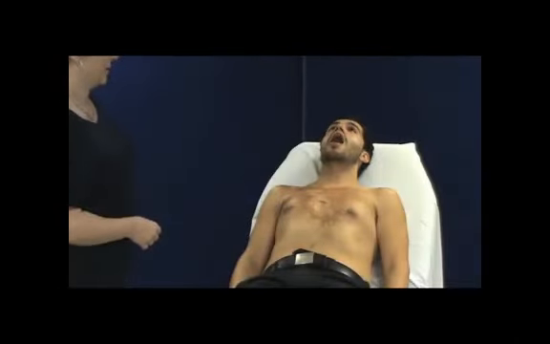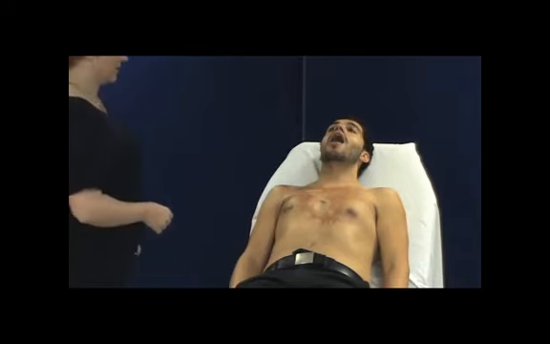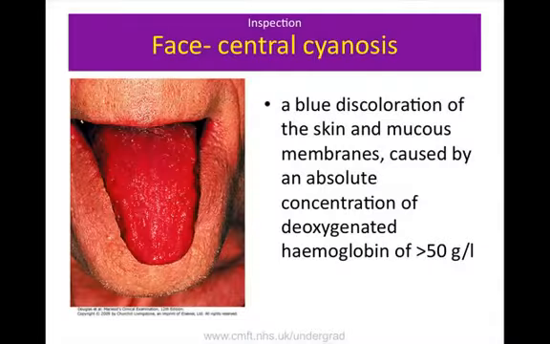When examining for central cyanosis, ask the patient to stick their tongue out and lift it upwards and examine under the tongue. Central cyanosis is a bluish discoloration of the skin and mucous membranes caused by an absolute concentration of deoxygenated hemoglobin of greater than 50 grams per litre. If a patient is centrally cyanosed, they will automatically be peripherally cyanosed also. Note the converse is not true.